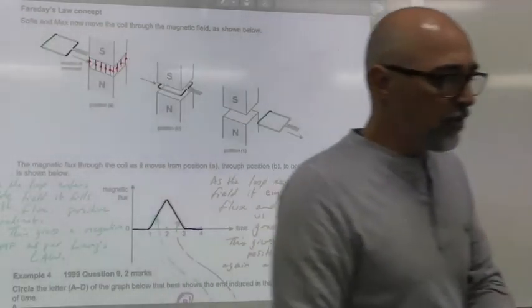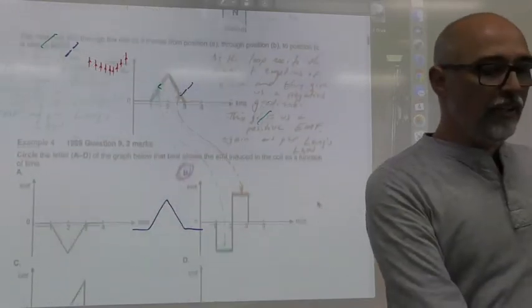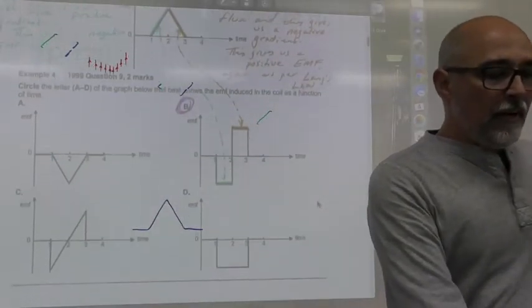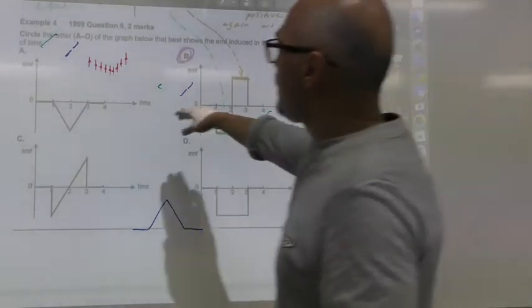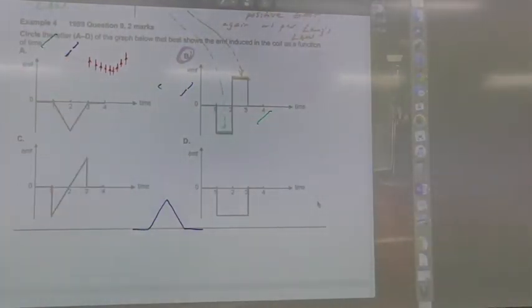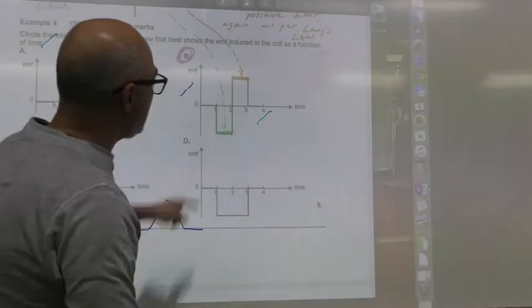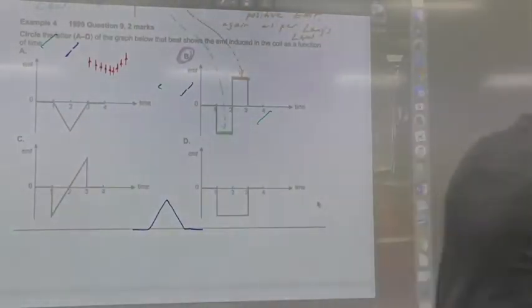Now there's heaps of notes written there because, again, this is early on in the chapter, and I want you to make sure that you understand it. Now look, example 4 says, circle the letter A to D of the graph below that best shows the EMF induced in the coil as a function of time. And it's this graph, clearly, since I circled it already.